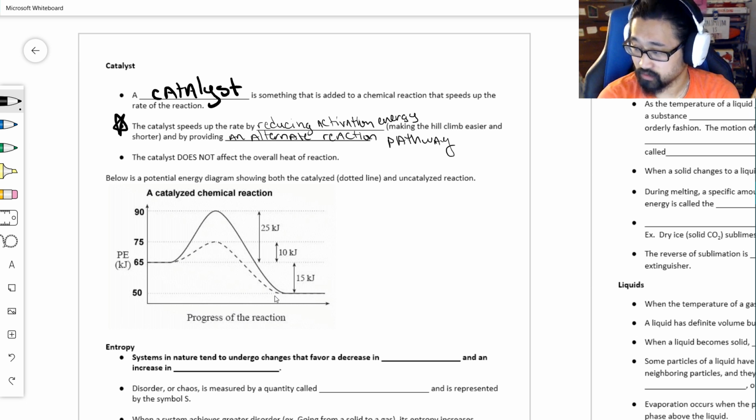It does not change, I want you to look, it does not change where we start. It does not change where we end. It only changes this section here. It only changes how much energy you need to start the reaction. Right?